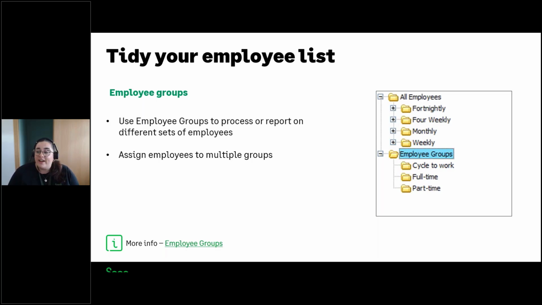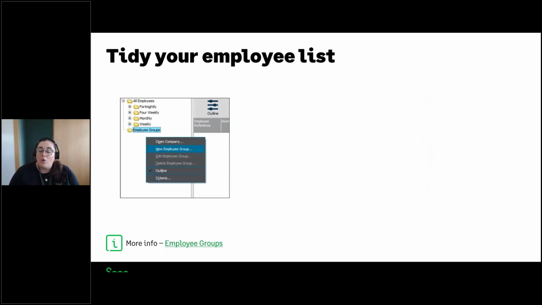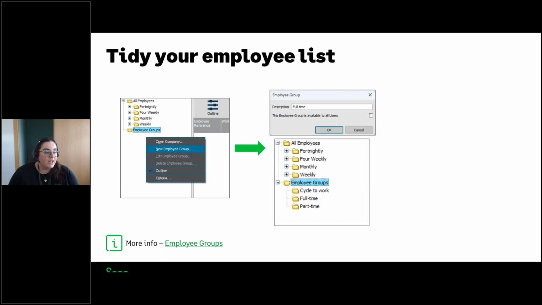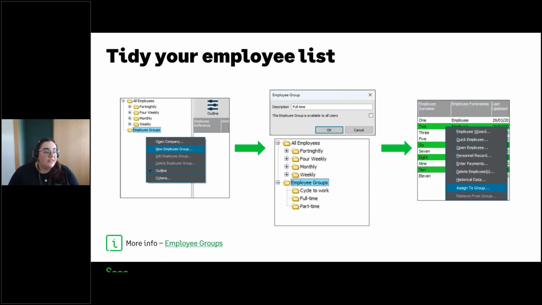And just a little recap of how you will create them. So you can either go to your desktop tasks, or you can right click on the outline and click New Employee Group. Give that a name and specify whether you'd like it available to all users. And then when you click OK, that's going to appear in the outline for you. You can then select the employees that you'd like in the group, right click them and click Assign to Group, and then of course assign them to that. So super quick process there, dead easy to do.